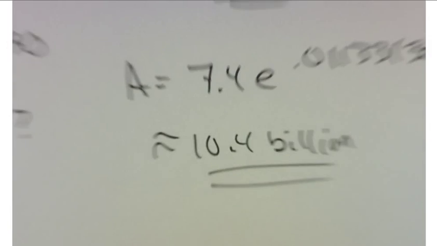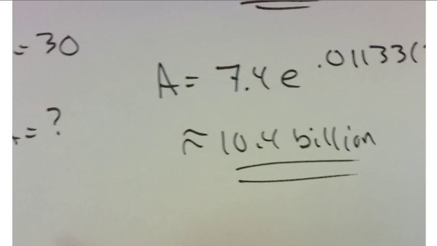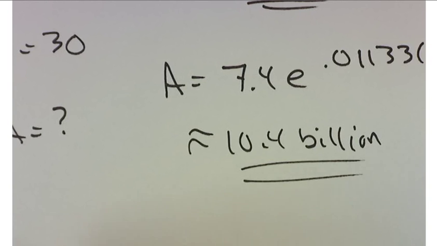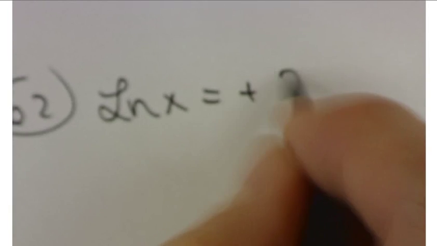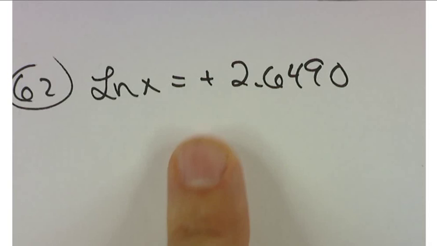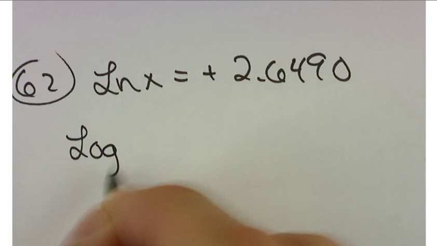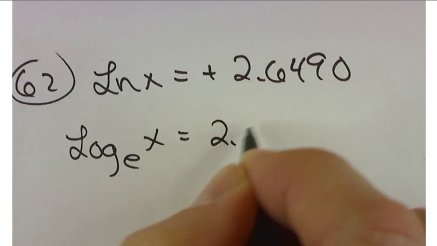Let's change pace a little bit and try a problem like number 62. In fact, I think problem number 68, or one like it, was on your exam. Let's take a look at 62. 62 is ln of x equals positive 2.6490. Now, as I said earlier, the author is not going to be in the habit of writing things as log base e. The author is just going to write ln of x. I find it more convenient in a problem like this to write it as log base e.